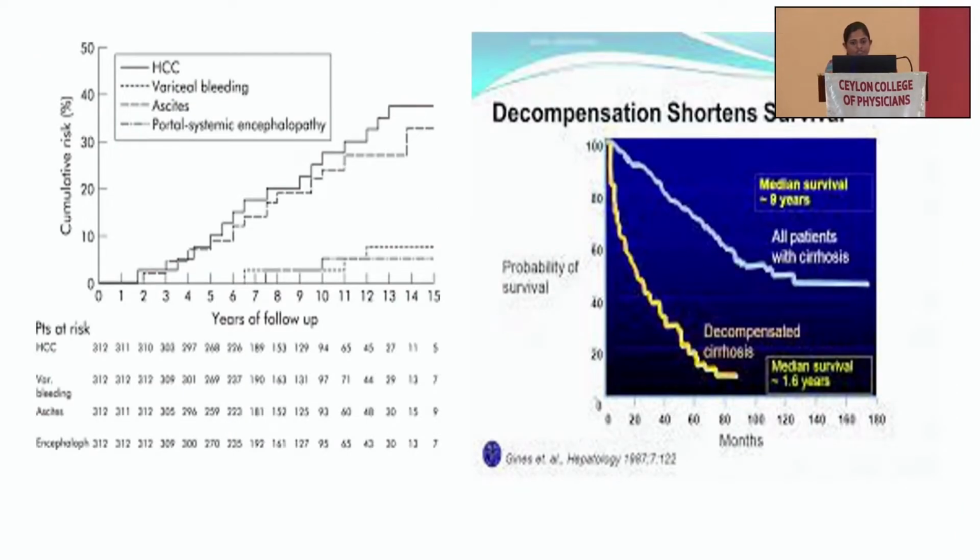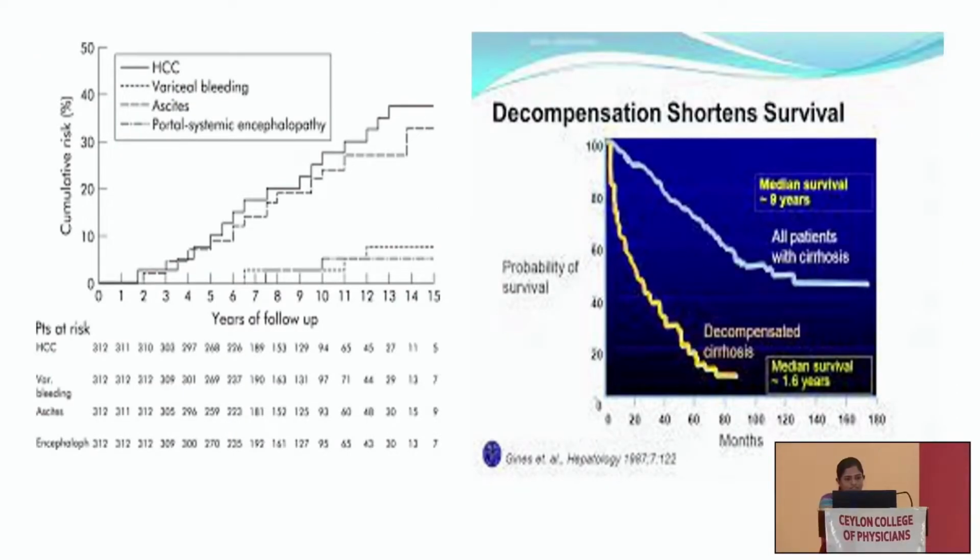I would like to focus you on these two graphs. The first graph illustrates how the complications develop during the progression of the liver disease. The second graph clearly demonstrates that the mean survival of a patient with cirrhosis is around 8 years. But if the patient develops decompensated cirrhosis, their median survival drastically drops to 1.6 years. So at this point, they need a liver transplantation.